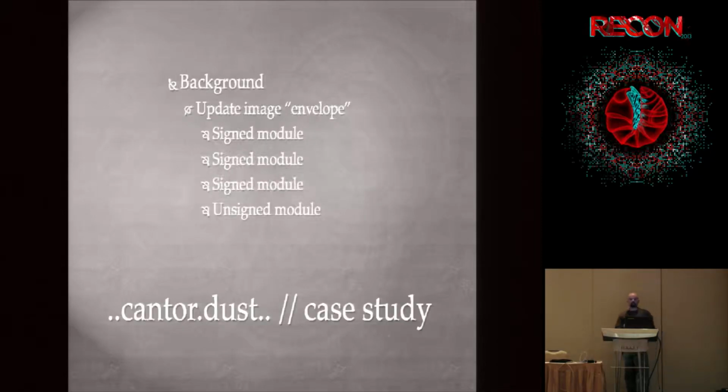Just a little bit of background here on what Invisible Things discovered. They discovered that the actual image that gets flashed isn't signed. It's only an envelope that's checksummed. Inside that image, though, are individual modules. Each of those modules is signed. So when they started looking through these modules, they found signed module, signed module, signed module, unsigned module.